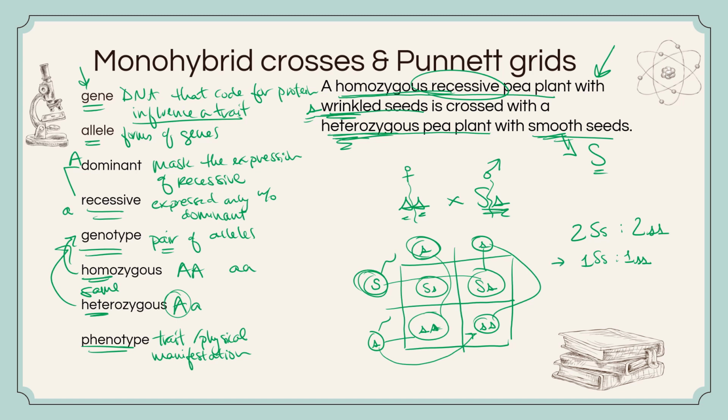The ratio of the phenotypes: we're going to have big S, little s, heterozygote. We're going to have that dominant allele mask the expression of the recessive. So we'll have 1 smooth dominant seeds to 1 wrinkled recessive seeds. We could also say that there's a 50% chance of any of those seeds being smooth, 50% chance of any of those seeds being wrinkled. Feeling good? Feeling good.